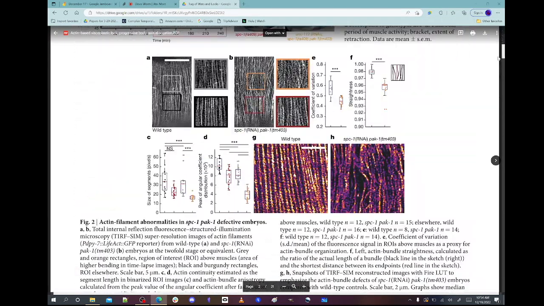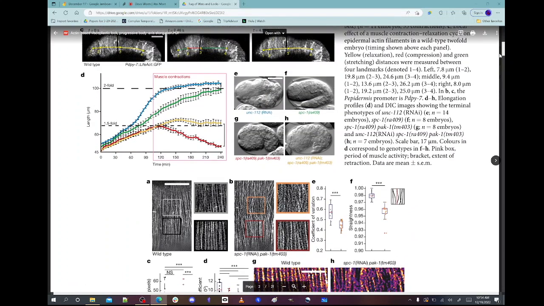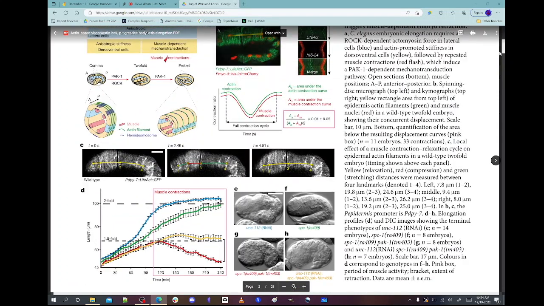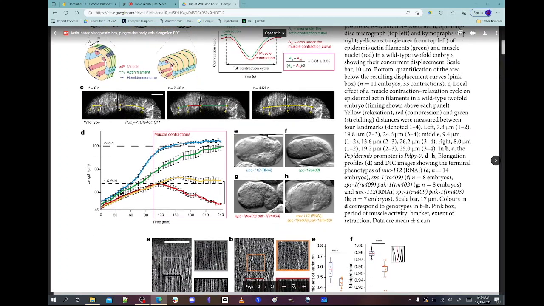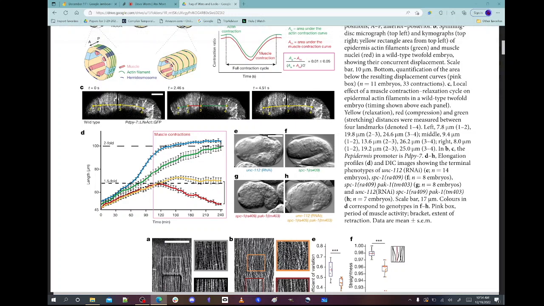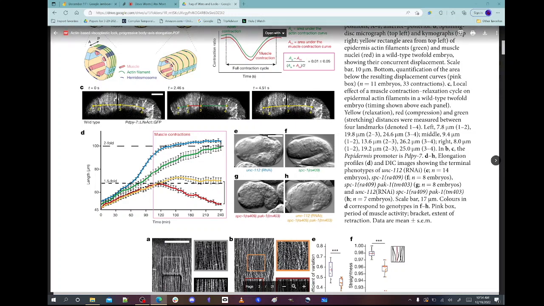So this is something that we can see in the embryo. This is the embryo that they're looking at here. This is where it's stretched out, and this is an example here of, in the comma stage, where you get the stretching, this elongation, and you get these muscle contractions that they're measuring here.